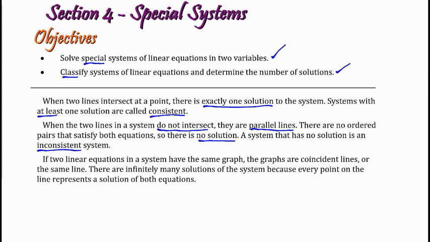If two linear equations in a system have the same graph, the graphs are coincident lines, or the same line, then there are infinitely many solutions of the system because every point of one line is also a point of the other. Again, because there is at least one solution, we would say that this too is consistent.